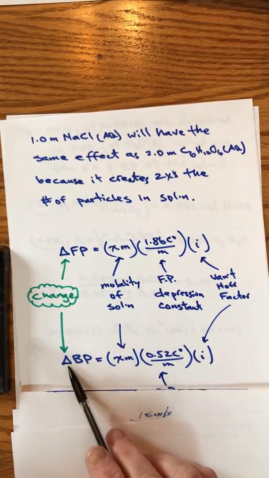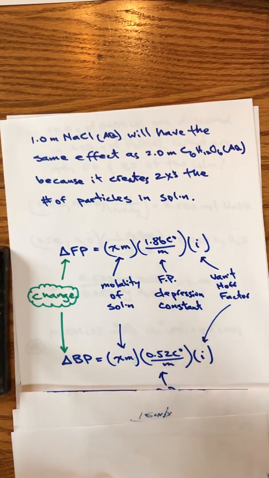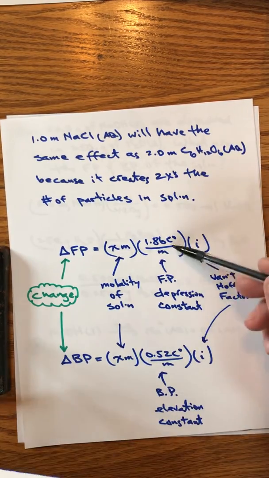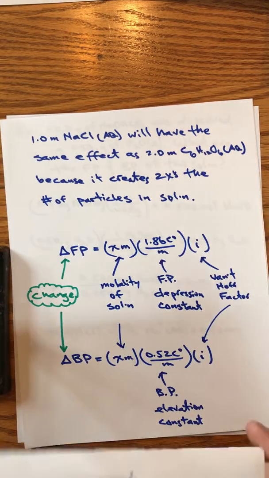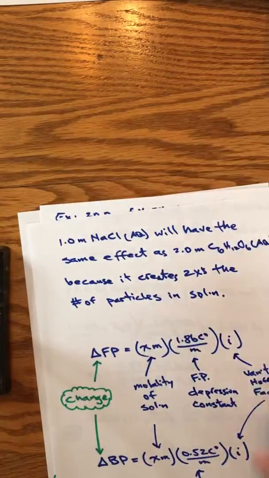Boiling point, same deal. The change in the boiling point, take your molality, multiply it by 0.52, multiply it by your Van't Hoff factor. These numbers, the 1.86 and the 0.52, they don't change. They're constants. Okay, so now we're getting into the math.